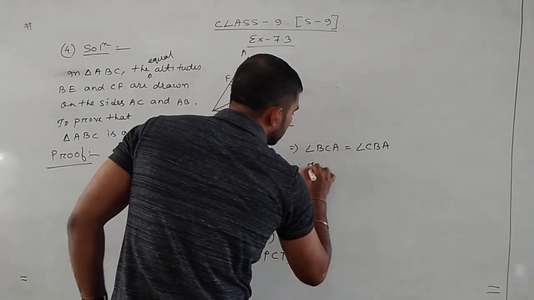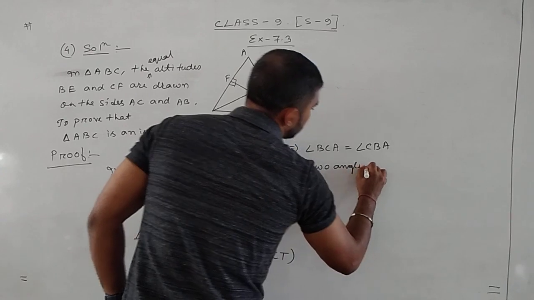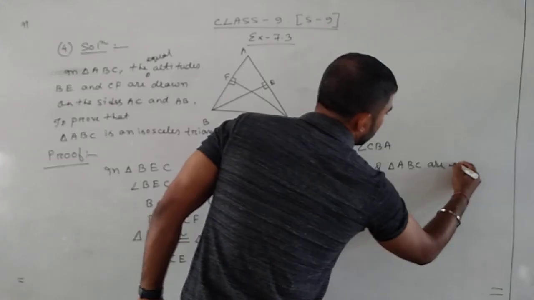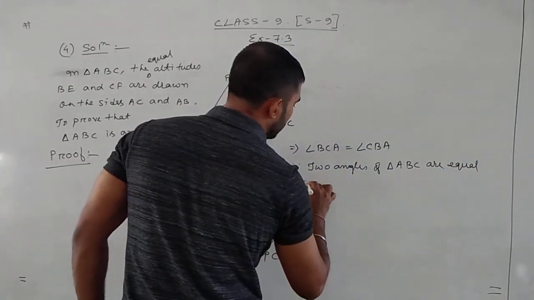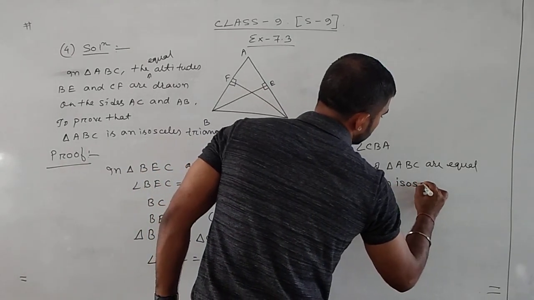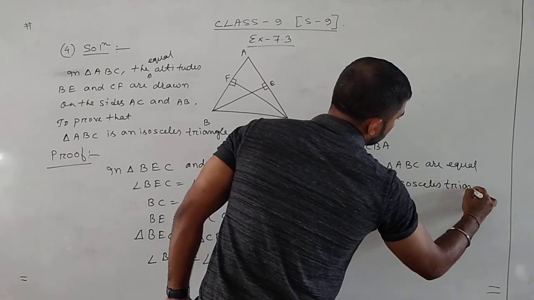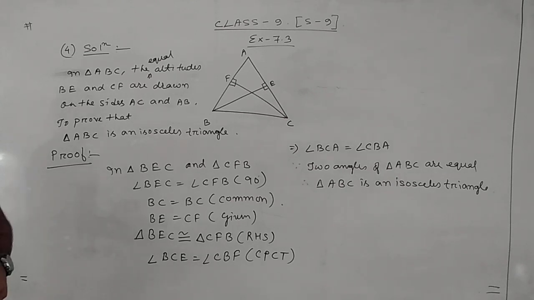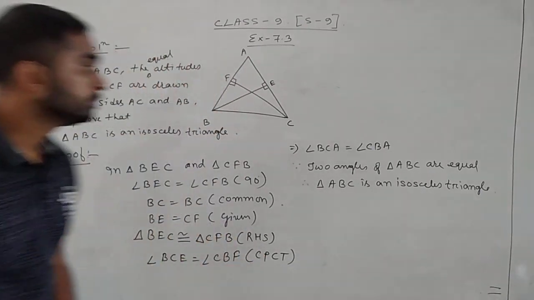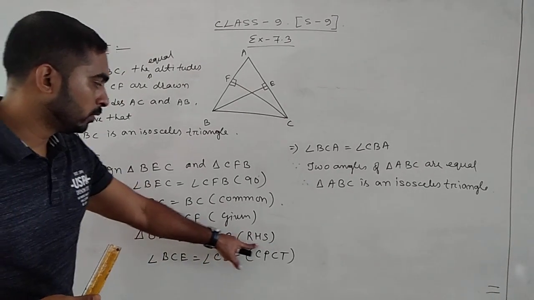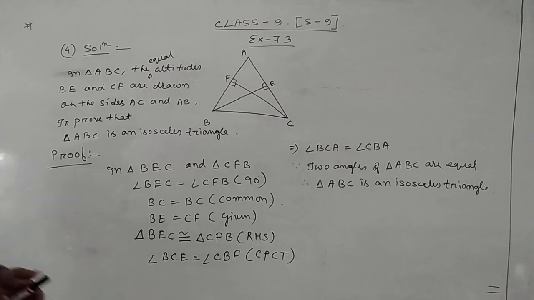Since two angles of triangle ABC are equal, therefore triangle ABC is an isosceles triangle. Two angles are equal, that's why it is an isosceles triangle. Or we can say two sides are equal also, same thing. Got it? This is the first method, by which we prove this using RHS. Now the second method, let me show you.